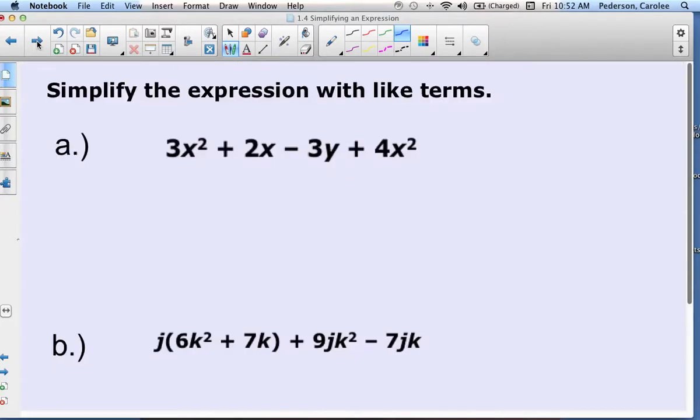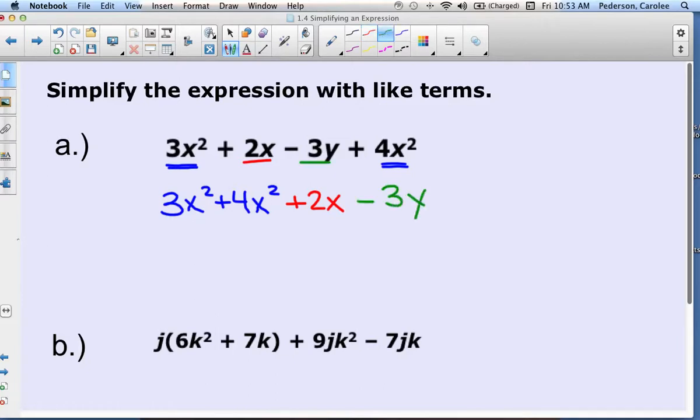Here's a couple more examples of simplifying with like terms. Our first like term is the 3x squared and the 4x squared. So 3x squared plus 4x squared. Then we have plus 2x, no other like terms with the x, and then our last term is the minus 3y. Now we can go ahead and combine 3x squared plus 4x squared, which is 7x squared, plus 2x, and then minus 3y.